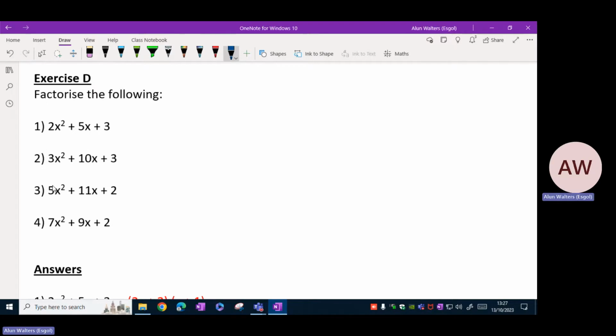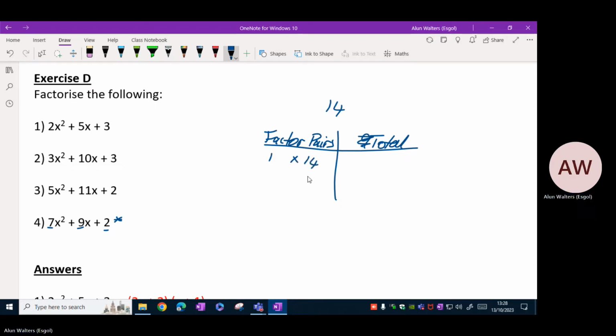I'll just look at the very last question here. So I multiply the 7 by the 2 to give me 14. So I need the factor pairs of 14, and I want them to add to give me 9. So the factor pairs of 14 are 1 times 14. I can halve that to give me 7, 2 times 7. And I believe those are all the numbers that divide into 14.